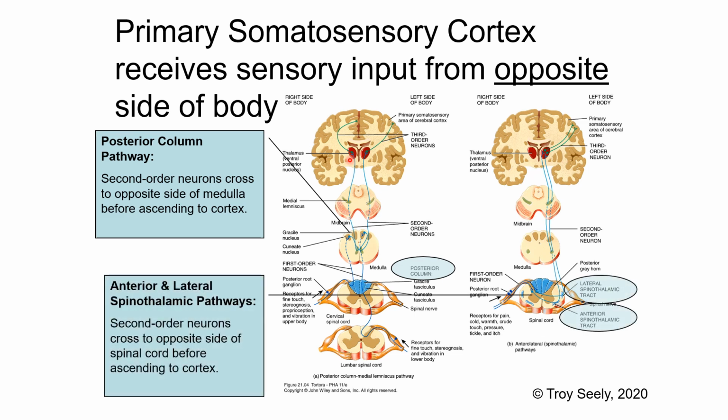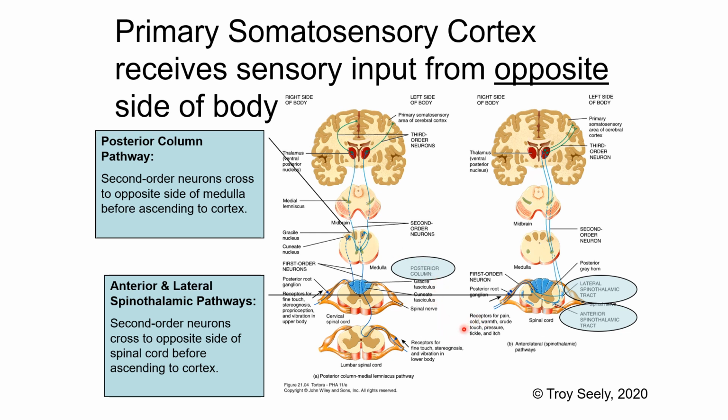We can contrast that with the anterior and lateral spinothalamic pathways, where we have, again, a crossing that will occur. But instead of that crossing happening here above in the medulla, above the spinal cord, the second order neurons, i.e. where the crossing will occur, in this case will happen at the spinal cord before ascending up.